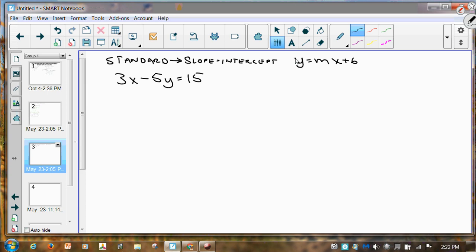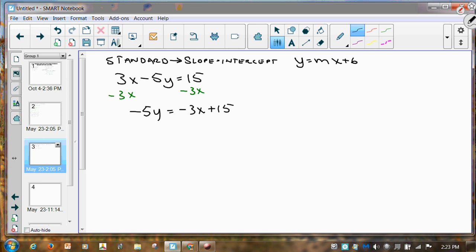So the first thing we're going to do in this equation is get y, the negative 5y, by itself. So how do we do that? Well, we're going to subtract 3x from both sides. So what we end up with is minus 5y equals minus 3x plus 15.